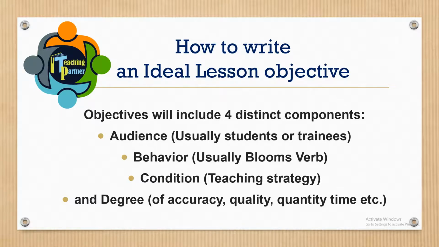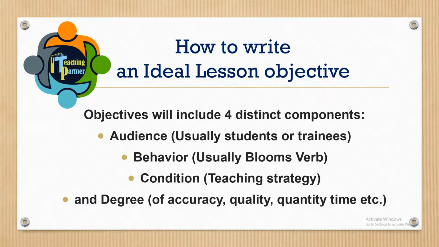For example, you are using a website, a book, an article, a blog, or using a brainstorming strategy, mutual discussions, group discussions. So it's about the strategy or material you use in the lesson. The last part of the lesson objective is the degree. It means how accurate, what the quality standard is, or you can write about time as well.